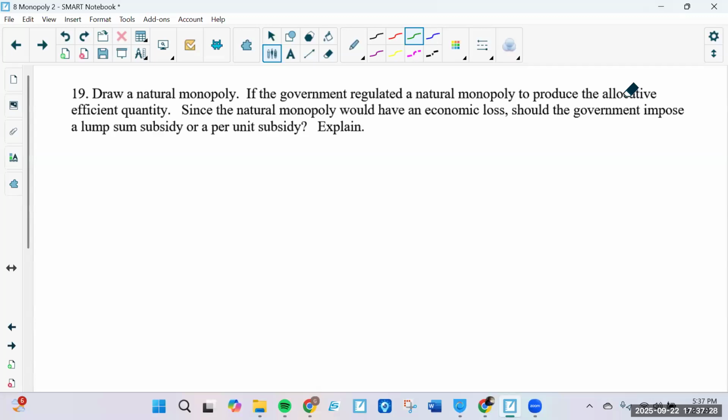So then the government needs to step in, because you can't have a monopoly like the post office, which is a natural monopoly, and then tell them what price to charge and have them continuously earn a loss, because eventually they have to go out of business. So what you have to do is give them money, right? And the question is, should they give them a lump sum subsidy or a per unit subsidy? So let's do this one at a time.